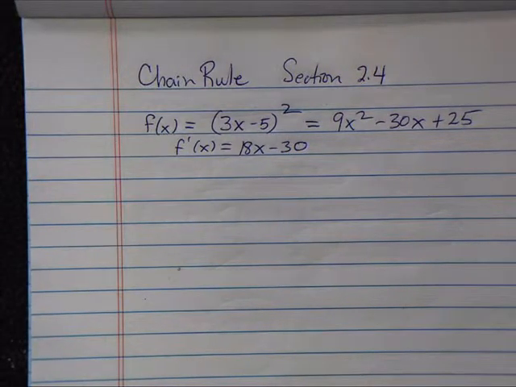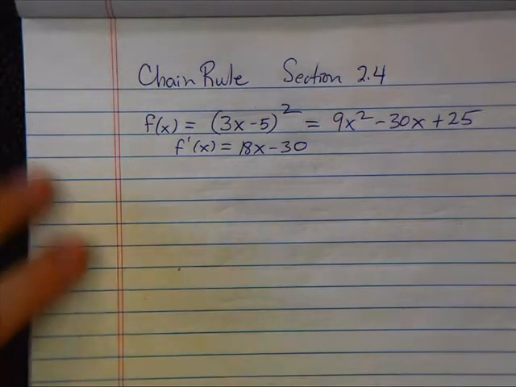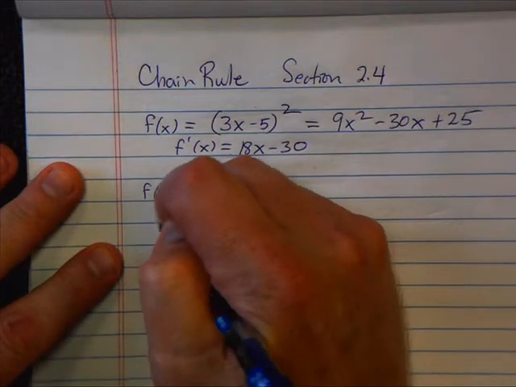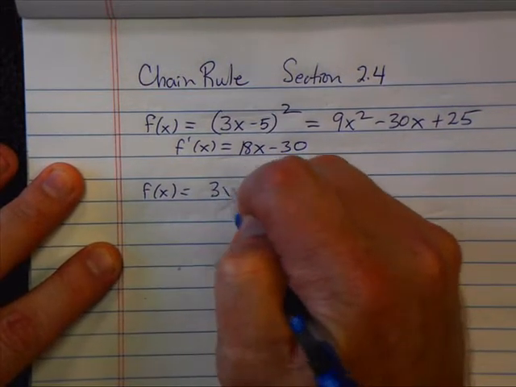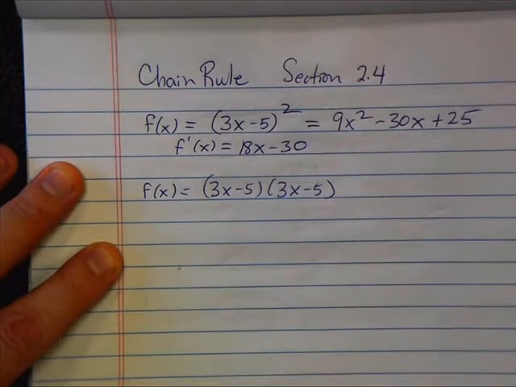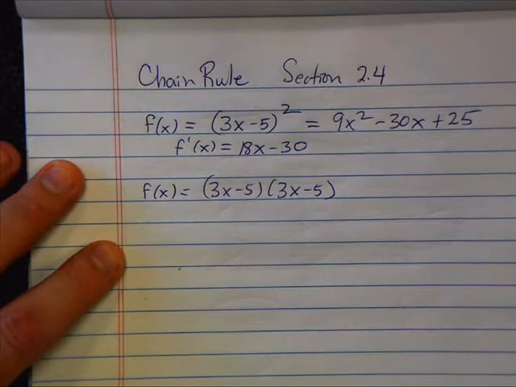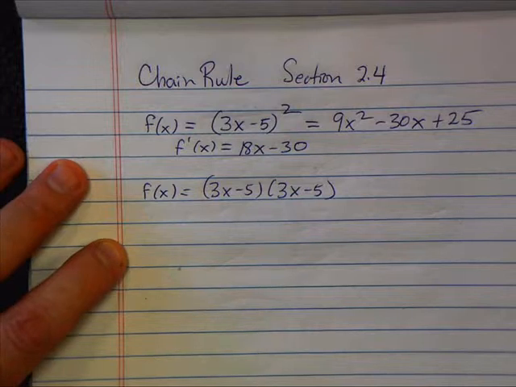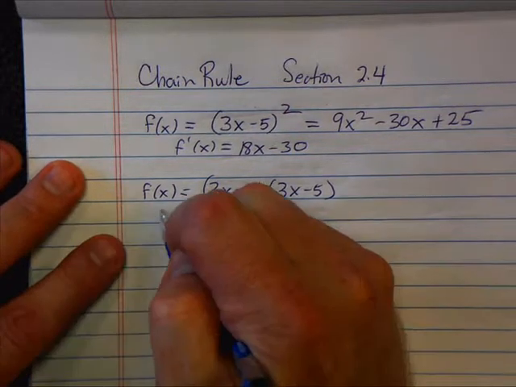Yes? You could also use the product rule. Very good. You could write f of x is (3x minus 5) and (3x minus 5). And then you could use the product rule. Well, let's see if we get the same answer. We better get the same answer or somebody screwed up somewhere, right? f prime of x is.